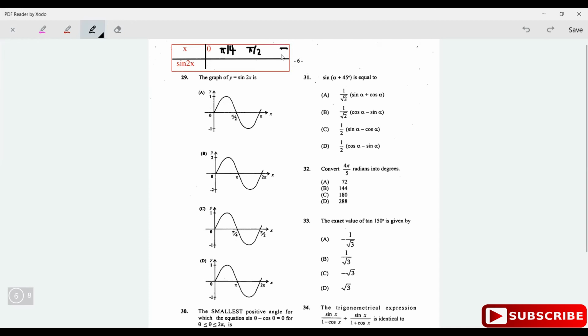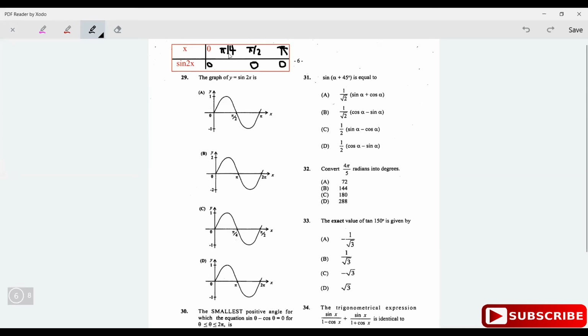For the final value, we can just go to pi. Let's just observe these values. When x is 0, sine 2x is 0. When x is pi, sine 2 pi is 0. So those two are 0. Let's check what happens at pi by 2. When x is pi by 2, we're getting pi by 2 times 2, and the sine of that is 0. So you're also getting 0 right here.